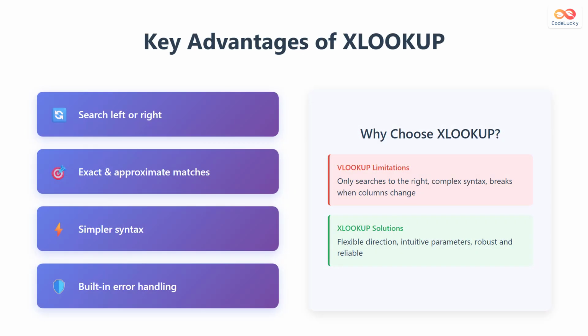XLOOKUP offers several key advantages over VLOOKUP. It allows you to search left or right, perform exact and approximate matches, offers a simpler syntax, and has built-in error handling. VLOOKUP only searches to the right, has a complex syntax, and can break when columns change. XLOOKUP provides flexible direction, intuitive parameters, and is more robust and reliable.